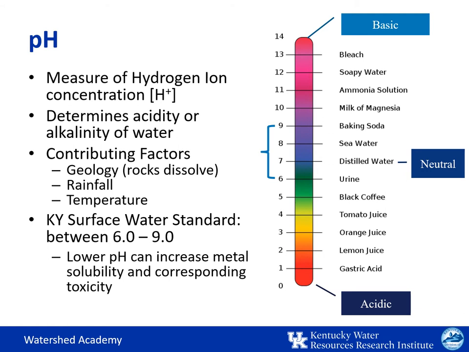The test for pH is usually performed in the stream at the time that other samples are collected. The Kentucky Surface Water Standards for pH say that it must be maintained within 6 to 9, and it cannot fluctuate more than one standard unit during a day.